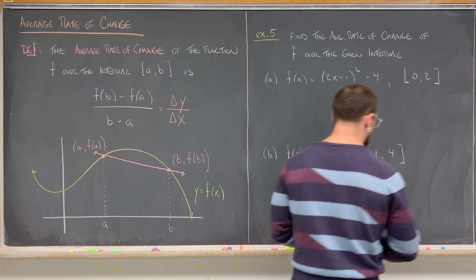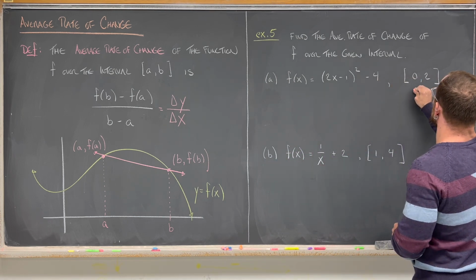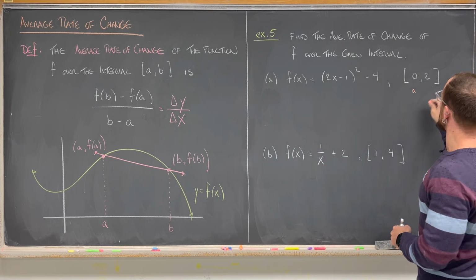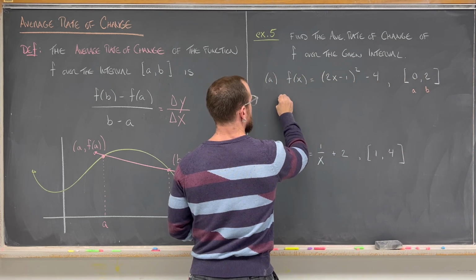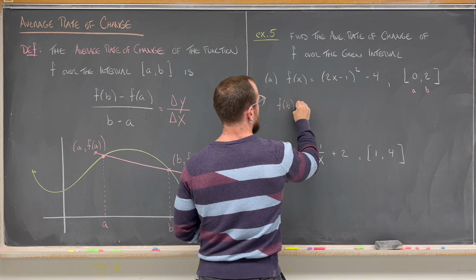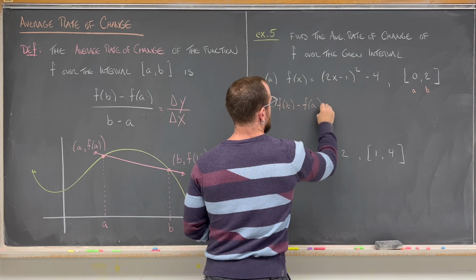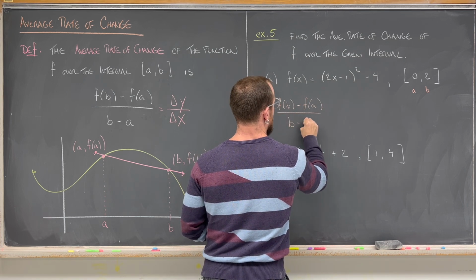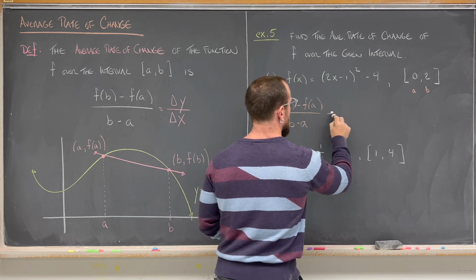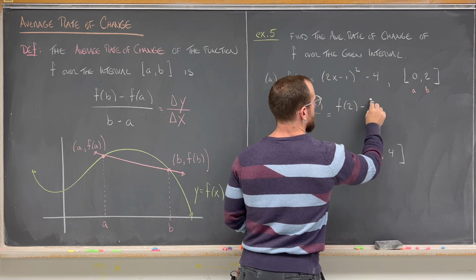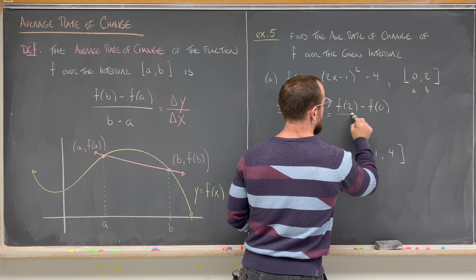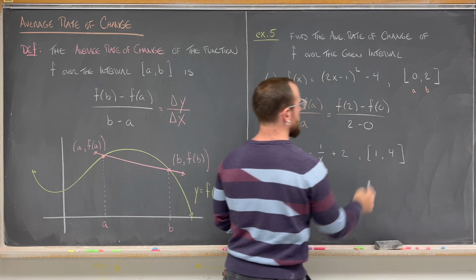So in this case, I guess all I have to do is identify that the role of a is being played by 0, and the role of b is being played by 2. And my template says that the average rate of change is f of b minus f of a divided by b minus a. Well, let's just see what that is. So that's going to be f of 2 minus f of 0 divided by 2 minus 0.